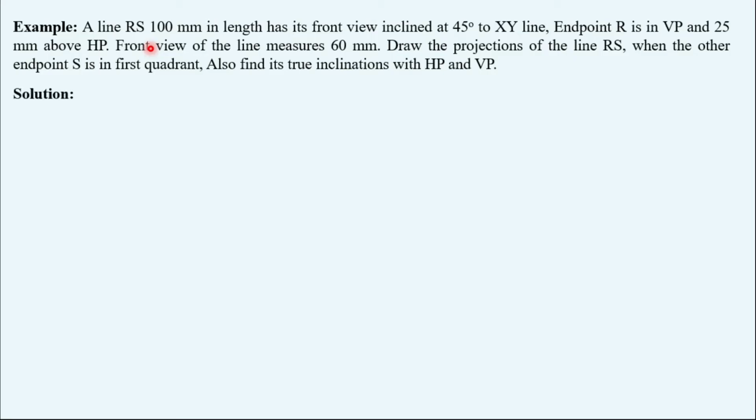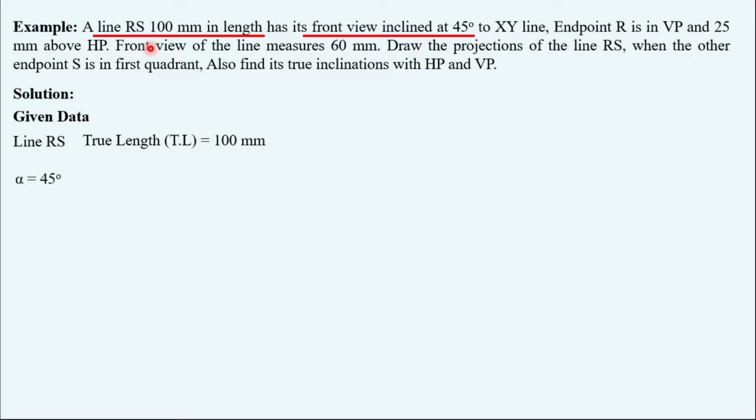Let's extract the given data first. Here the name of the line is RS and true length is mentioned as 100 mm. Next, front view is inclined at 45 degrees. Front view inclination is denoted by alpha, so alpha becomes 45 degrees for this question. Endpoint R, front view and top view locations are given. So here top view location is mentioned first and then front view location is mentioned. Don't get confused with this.